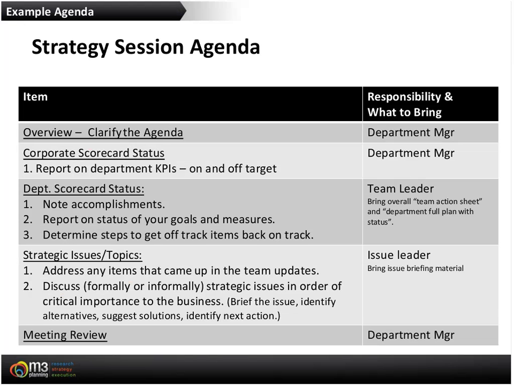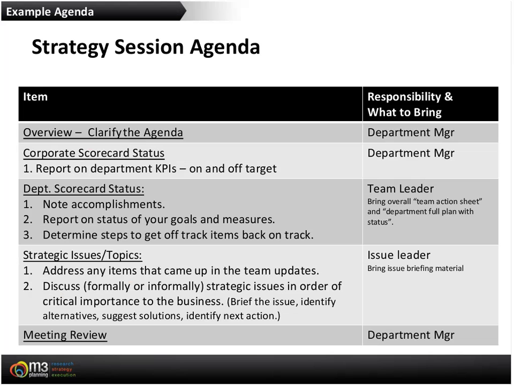We've talked about this already, just a quick look at what type of agenda to use when you're doing the strategy session, not the operational session. Here you've got a quick overview, looking at what we call corporate, or for you would be the department scorecard status. So how are those KPIs doing? And then how are things doing in each of the divisions and work groups?